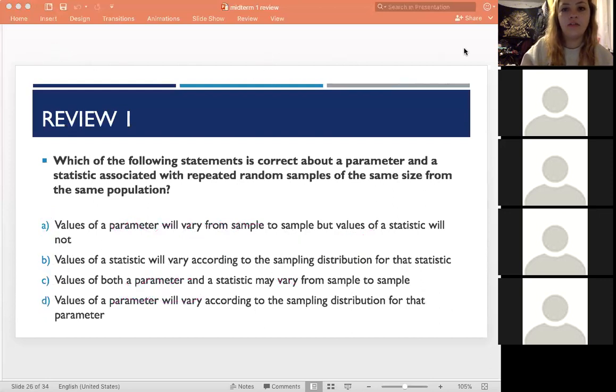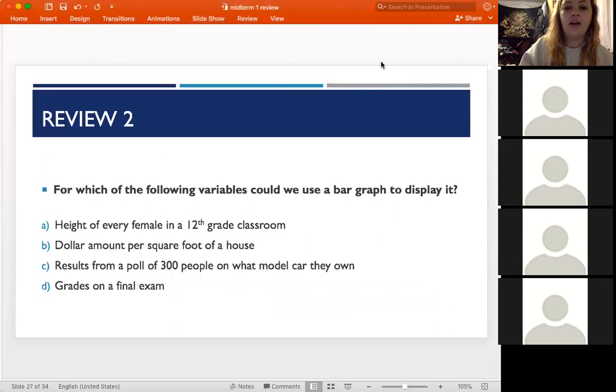Amazing. Super. Good job. All right. So for which of the following variables could we use a bar graph to display it? So try this one out and we will review it.